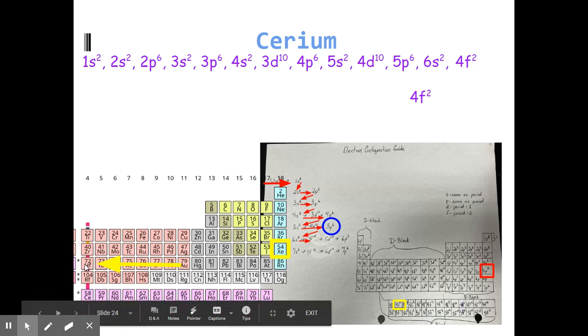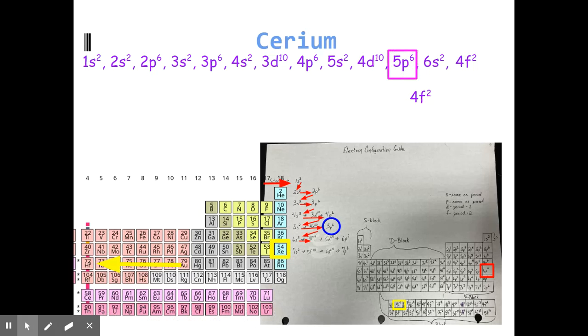So my cerium fit there. We've gone up one row, found xenon. It matches the 5p6, and it says if you know that xenon, you've already told me all of that's taken care of. So you're going to write xenon in brackets, and then jump down to your 6s2, and then your 4f with cerium is 4f2. That's all you would have to write for cerium rather than this whole thing here.